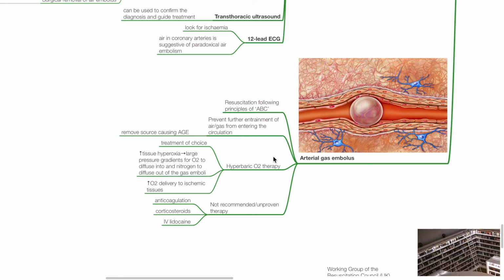Tissue hyperoxia results in large pressure gradients for oxygen to diffuse into and nitrogen to diffuse out of the gas emboli, and also increases oxygen delivery to ischemic tissues. Anticoagulation, corticosteroids, and IV lidocaine are not recommended.